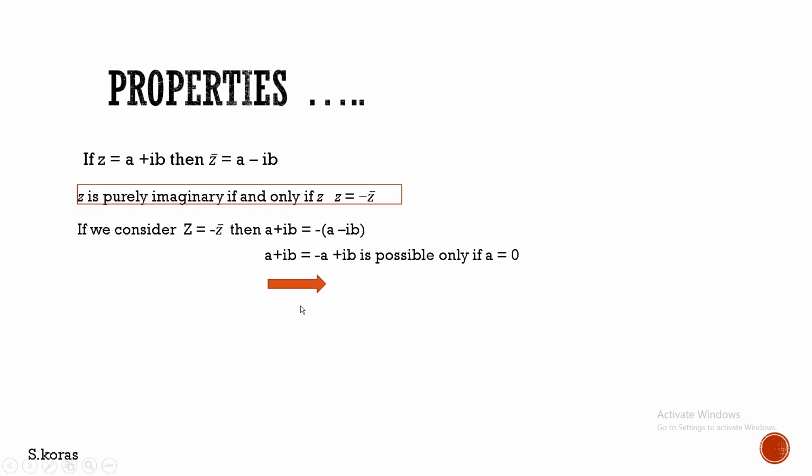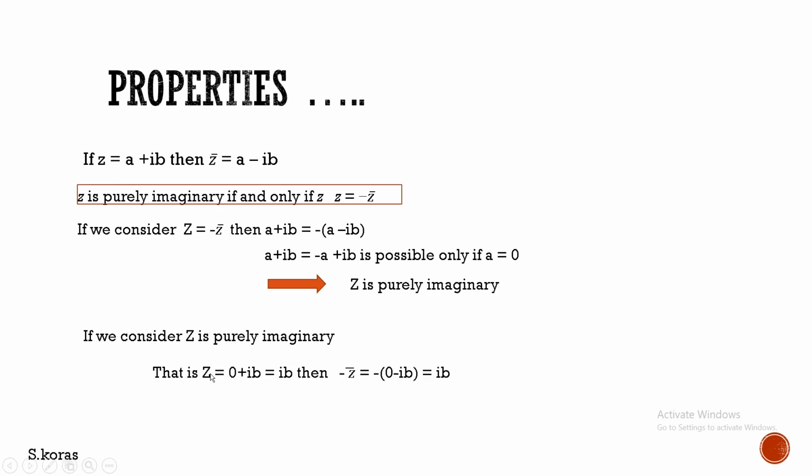Right, in reverse order, let us now consider z as purely imaginary. What do you mean by z as purely imaginary? Then there will be no real part, that is, a should be kept as 0. Right, so let us consider a complex number like this. z is equal to 0 plus ib. This is a complex number which has no real part. This is purely imaginary.